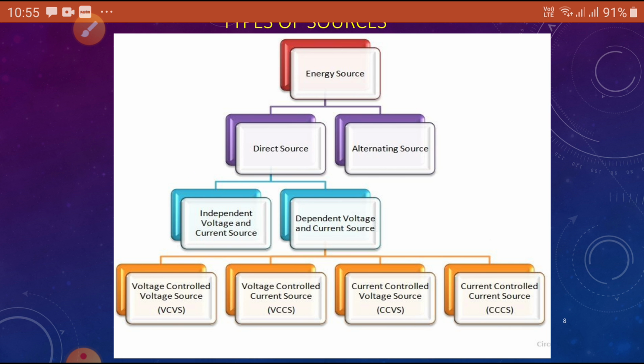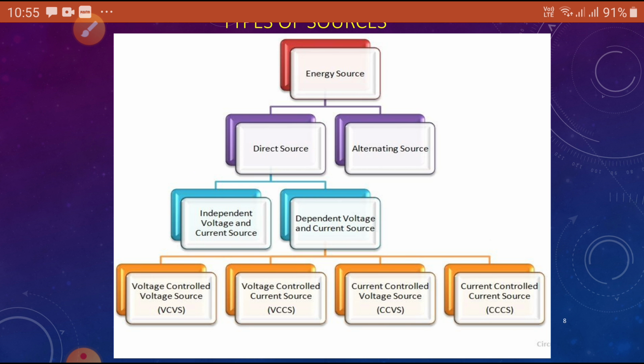These will come in networks. The DC sources are further classified into dependent voltage or current sources and independent sources. The dependent sources are further classified according to whether we control by voltage or current: voltage controlled voltage source and current source, and current controlled voltage source and current source. So these are the different types of sources.